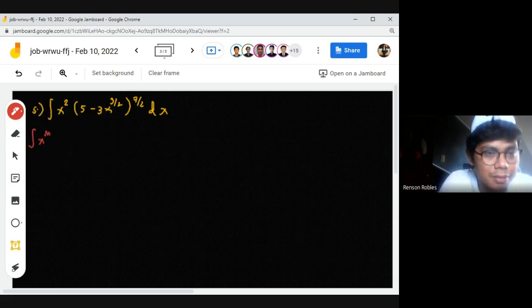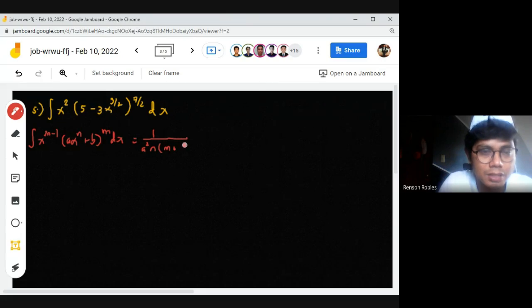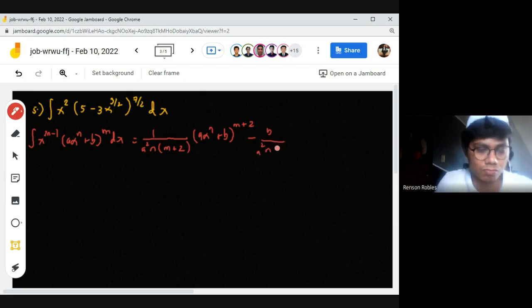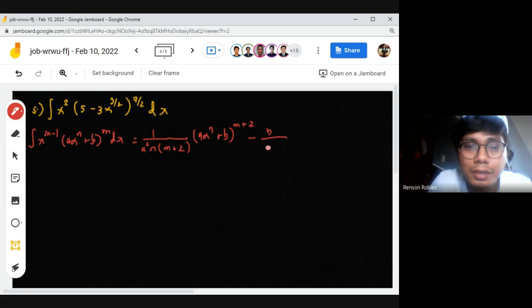Integral of x raised to 2n minus 1 times the quantity ax raised to n plus b raised to m dx is equal to 1 all over a squared n, times ax raised to n plus b raised to m plus 2, minus b all over a squared n times m plus 1, times ax raised to n plus b raised to m plus 1, plus c. Can I ask someone to do it?